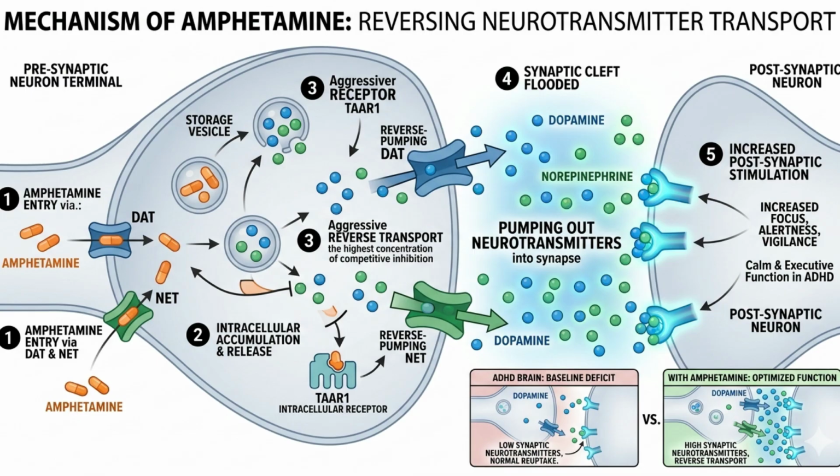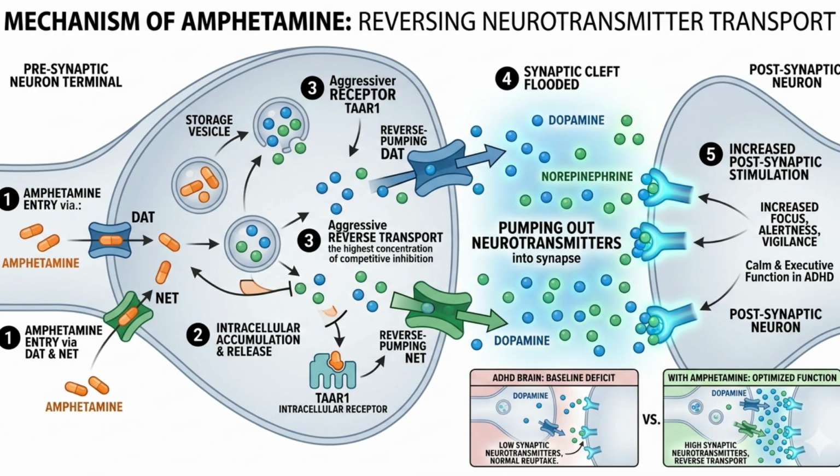In step 1, amphetamine doesn't just sit on the outside of the cell. It acts as a molecular imposter, using the cell's own clean-up machinery, the dopamine transporter and norepinephrine transporters, as open doors to slip inside the presynaptic terminal.